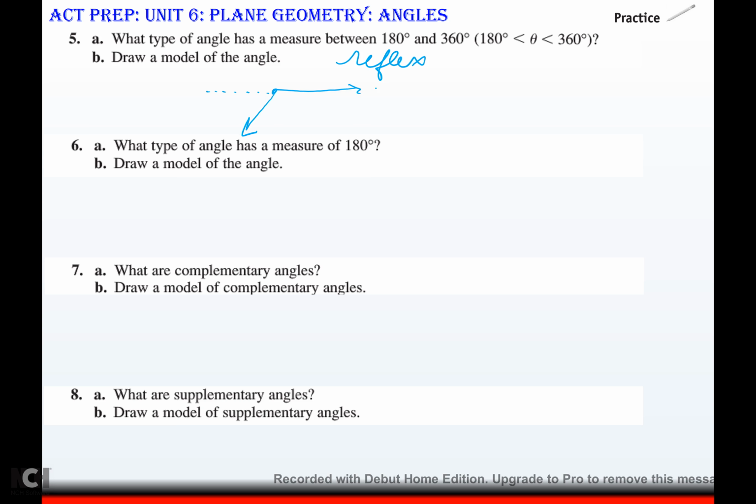Okay, number 6, what type of angle has a measure of exactly 180? That would be a straight angle. Draw a model of the angle. 180 degrees means 180 degrees.